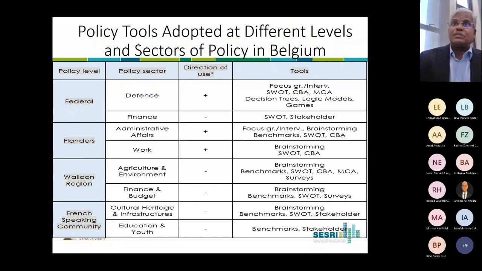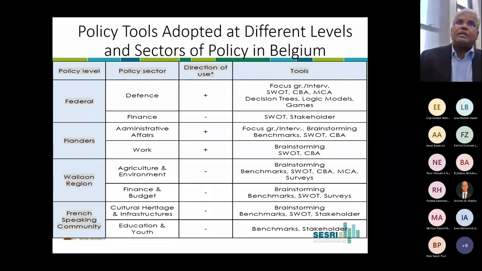If you see, for example, defense, a wide range of methods are being used: focus group interviews, SWOT analysis, cost benefit analysis, multi-criteria analysis, decision trees, logic models, games. Wide range of methods are used. Whereas in the finance ministry, I think fewer are used, and the very standard SWOT and stakeholder analysis are widely used. Then if you look at administrative affairs and work, it is again a number of methods: focus group, brainstorming, benchmark, SWOT, and cost benefit analysis. Work, of course, they use fewer methods.